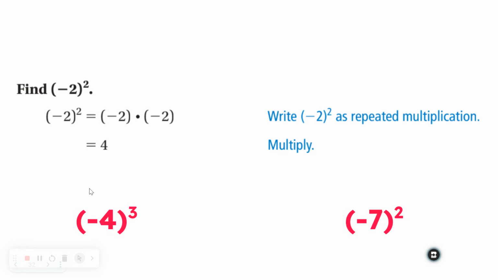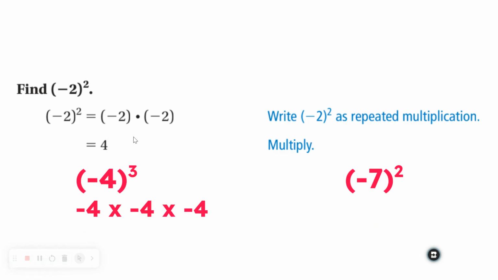Let's look at two more together. We have -4 to the third power. First, I need to think, what would this look like in expanded form? If I'm going to expand -4 to the third power, I need to take -4 and repeat it 3 times. So I have -4 times -4 times -4.